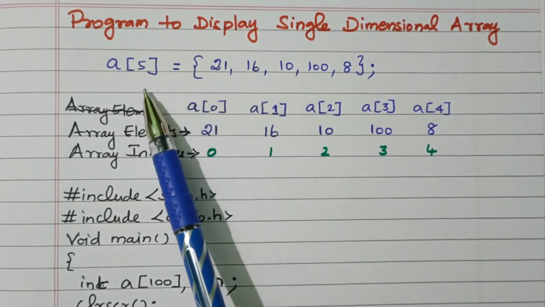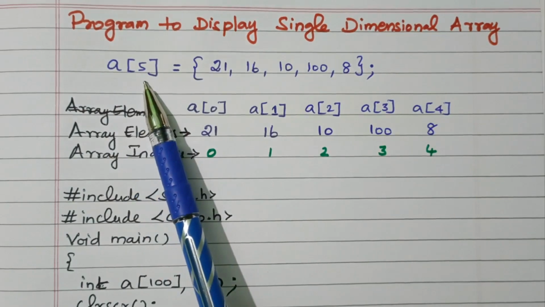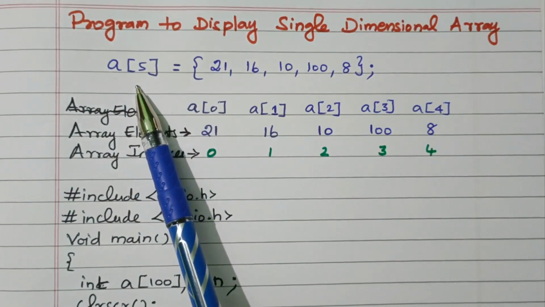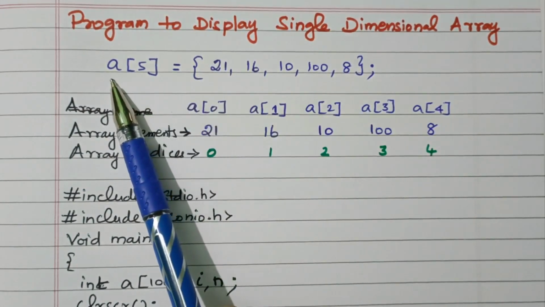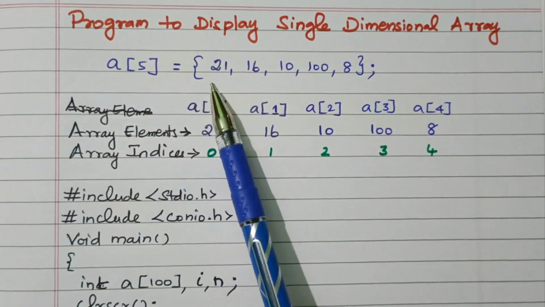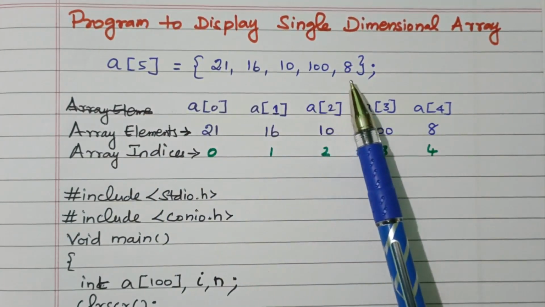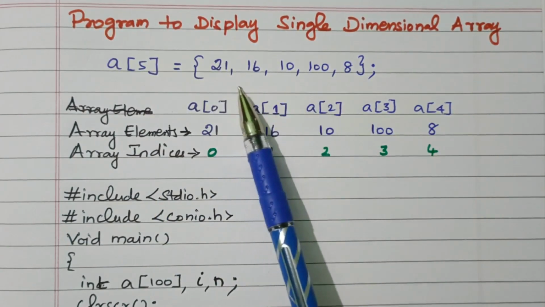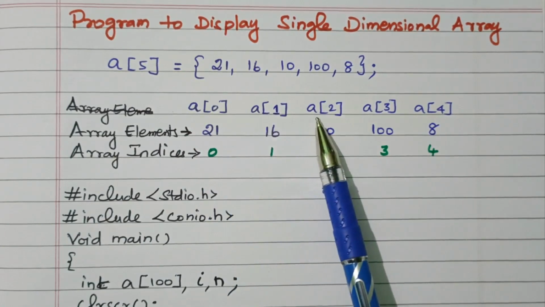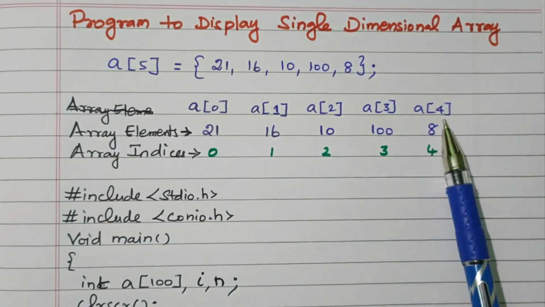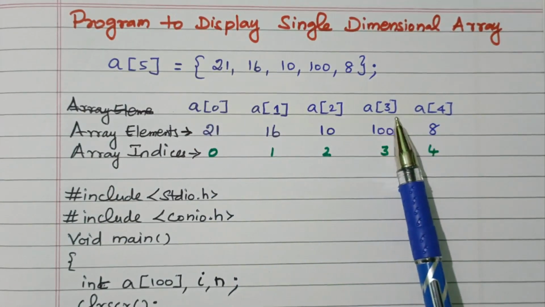So we'll have the single dimensional array, this is the variable name. This is the maximum number of elements in the array. So A of 5, A is the array. We can store 5 elements. These 5 elements are given here: 21, 16, 10, 100, 8. How are these elements stored? They are stored in A of 0, A of 1, A of 2, A of 3, A of 4. All these have the same name, but this 0, 1, 2 varies.